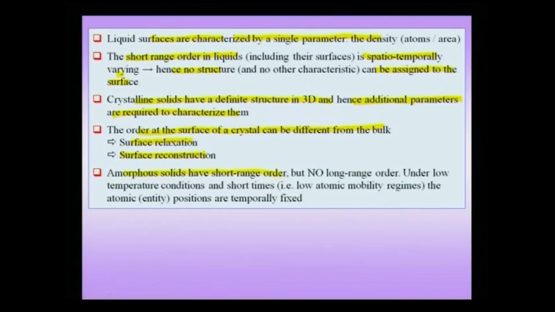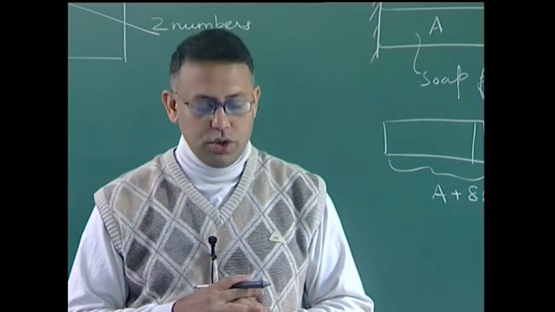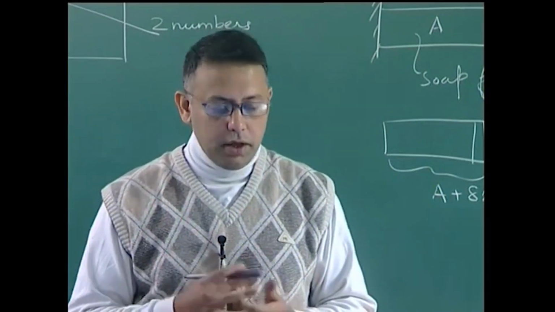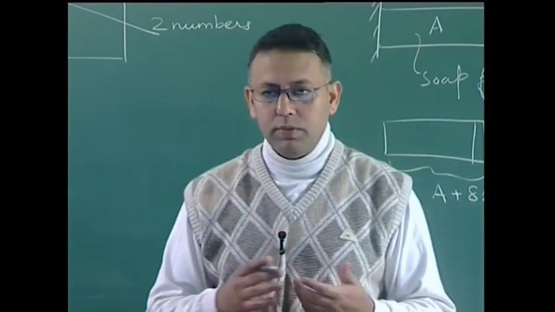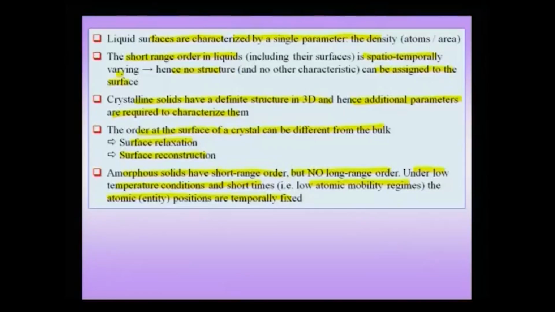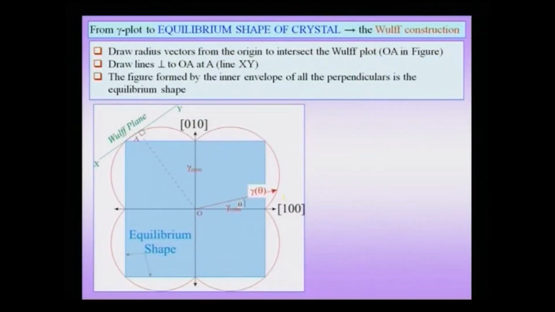Amorphous solids have short range order, but no long range order. Under low temperature conditions and short times, that means we are talking about low atomic mobility regimes, the atomic entity positions are temporally fixed. So, I may have short range order on an amorphous surface, but no long range order, and typically at low temperatures, I will assume that this short range order persists over long times.